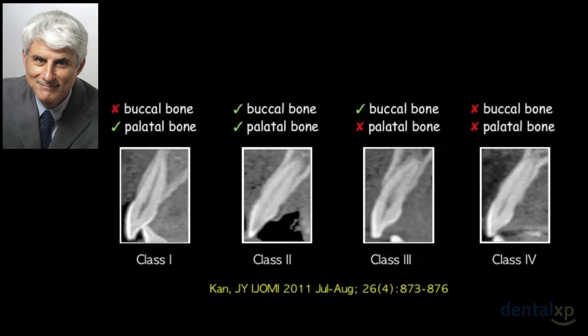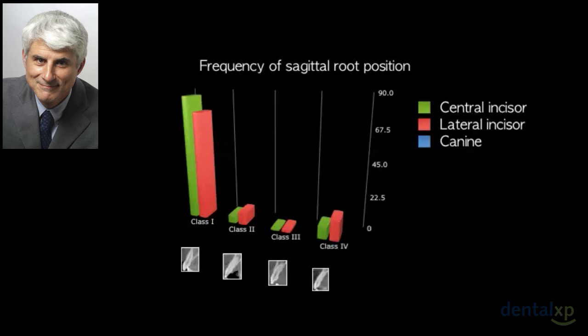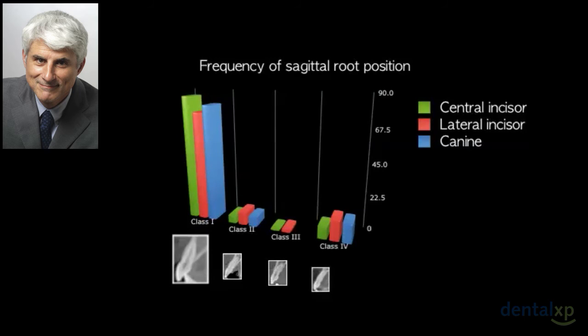For this reason, we also have to analyze statistically the percentage of these conditions, because class 1 and class 2 altogether represent the majority of the population, almost 80%. Class 3 and class 4 represent a minority, but if you are extracting a tooth and placing an implant in class 3 and class 4 without knowing that there is a lack of bone on the buccal or palatal side, you are in big trouble.